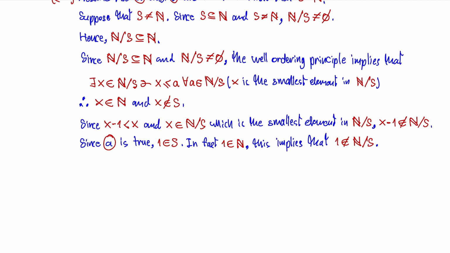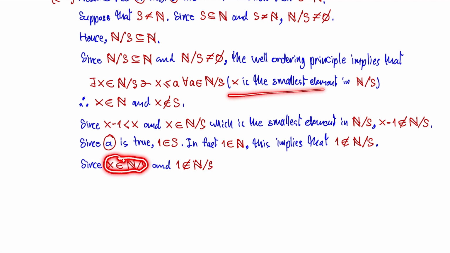Okay, great. So what can we do next? Let's go back to X being in this set. Since X is in the set of natural numbers excluding S and 1 is not in here, X is the minimum element in this set, but 1 is not in here. So this implies that X must be greater than 1. Okay, X must be greater than 1.